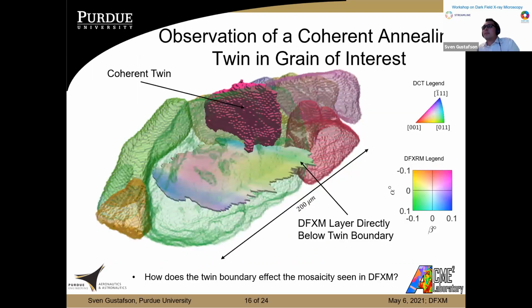So I wanted to bring us back to looking at this coherent twin relative to the one dark field layer that we're going to be studying for the rest of these slides. That one layer is a coupled or combined mosaicity and elastic strain scan, so we had all the information available. And note that it's located directly below this coherent twin. So just keep that in mind in the future.